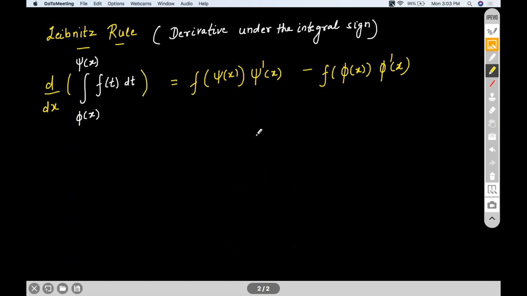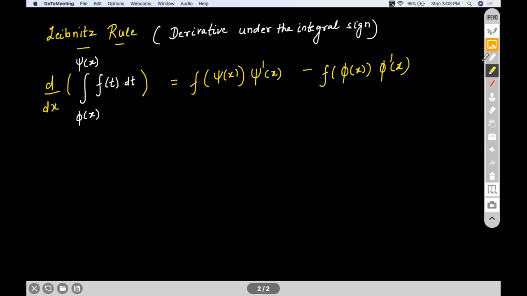So this is what this rule says, and you can see that nowhere have I integrated the function. I'm working with f itself. Let me explain what I've written. I first put the upper limit in place of t, so psi x, this is pronounced psi, this is phi. This upper limit was put in place of t in the function, and it was multiplied by the derivative of the upper limit with respect to x, minus the lower limit put in place of t and multiplied with the derivative of the lower limit.